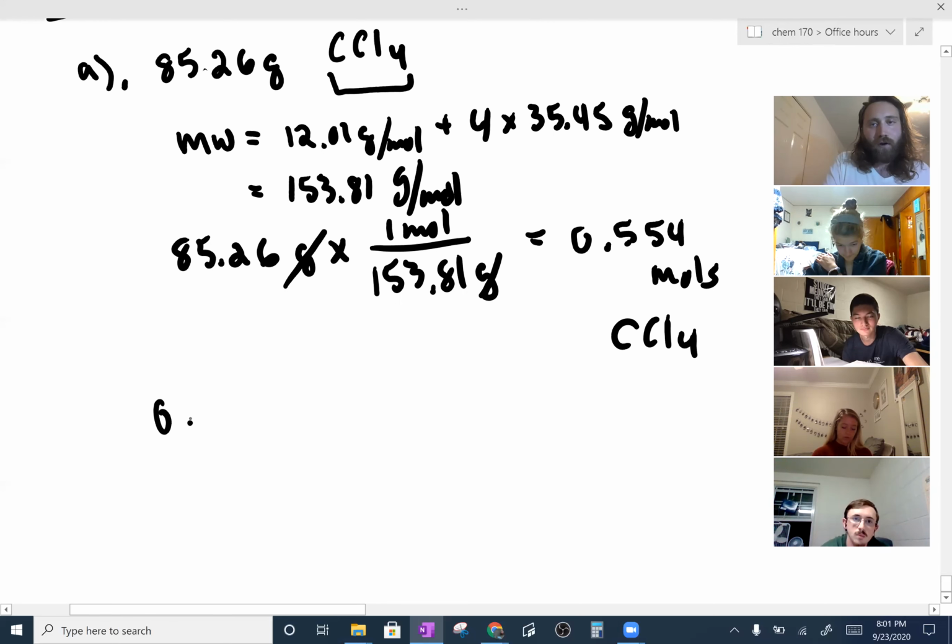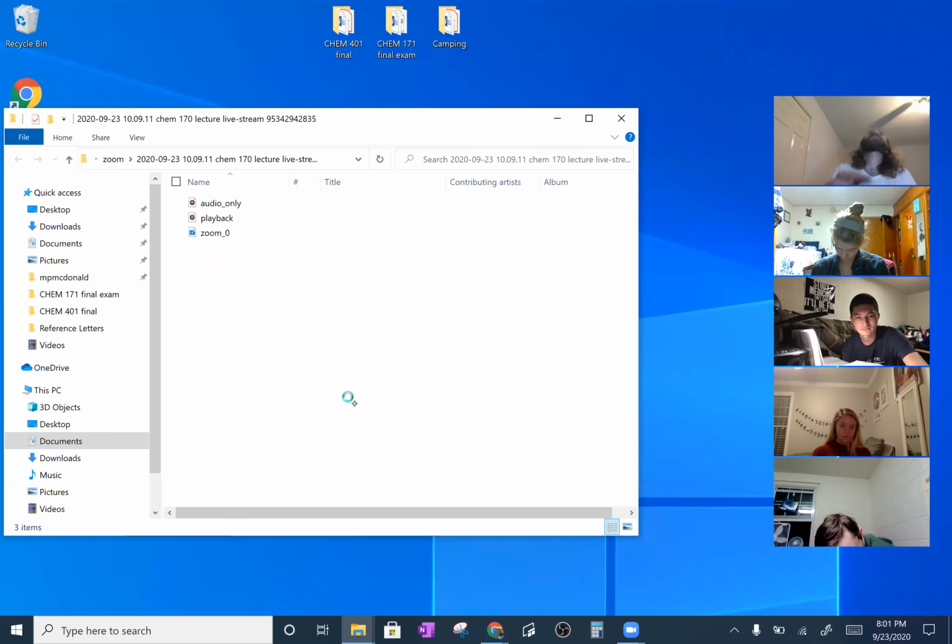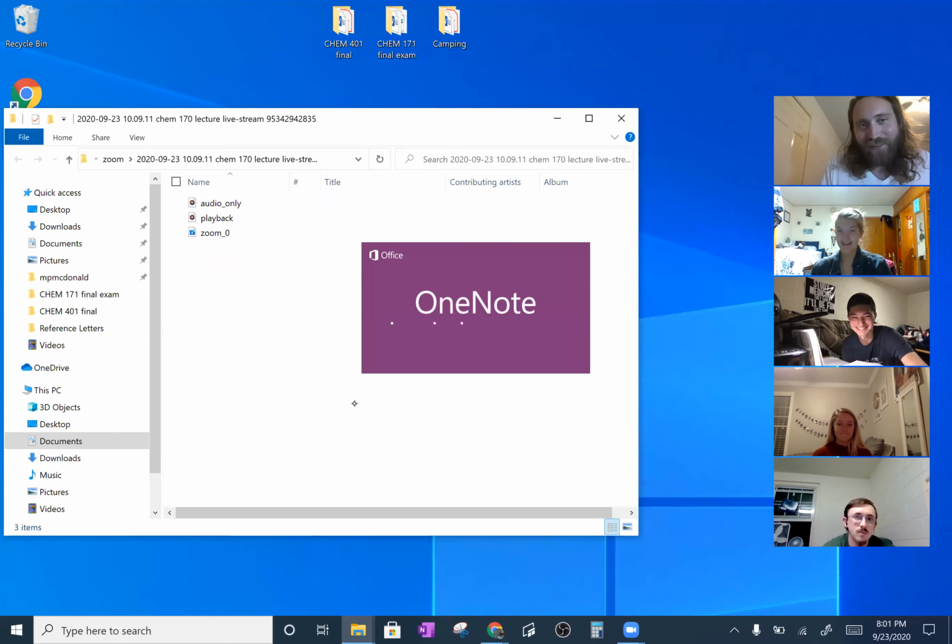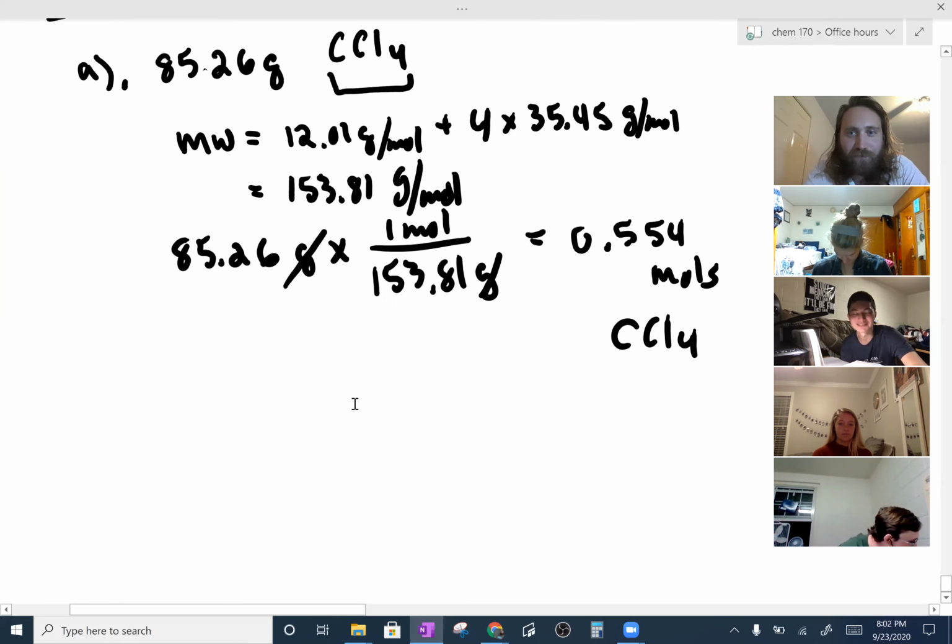So this would be 0.554 moles of, no, dang it. Okay, it's gonna open back up here for me. I don't know what's going on with OneNote. I think I need to update my computer or something. Okay, right where we started.